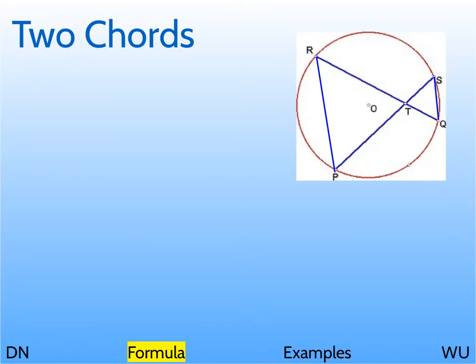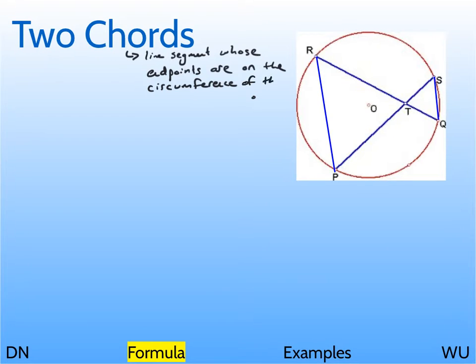So today we're going to be looking at the relationship made by two chords. And first off, we should define what a chord is. Not a guitar chord, but a chord is when you have a line segment whose endpoints are on the circumference of the circle.